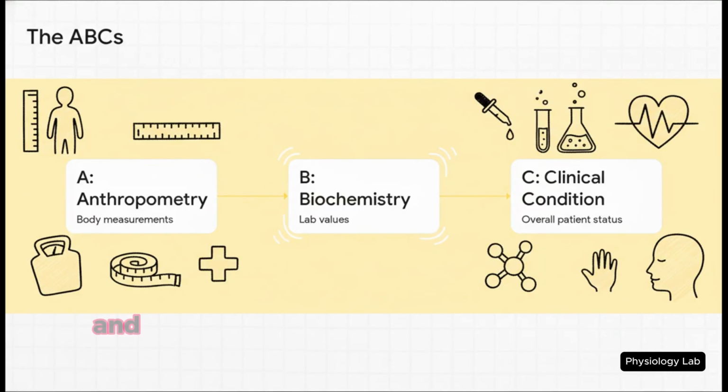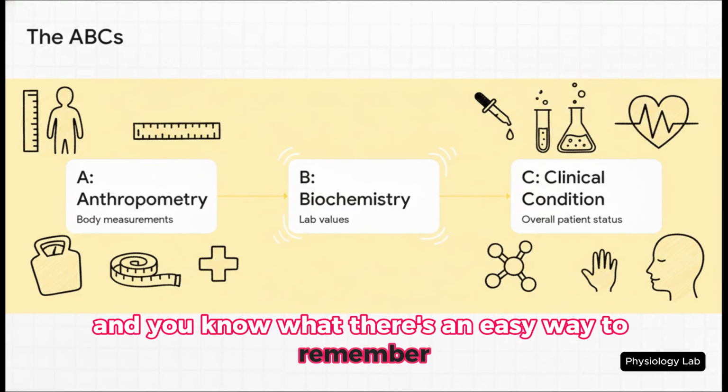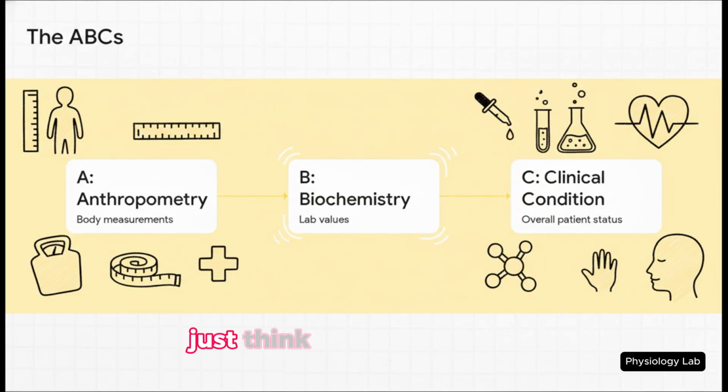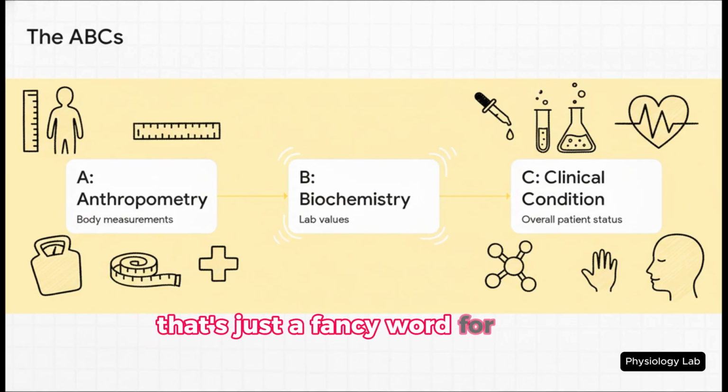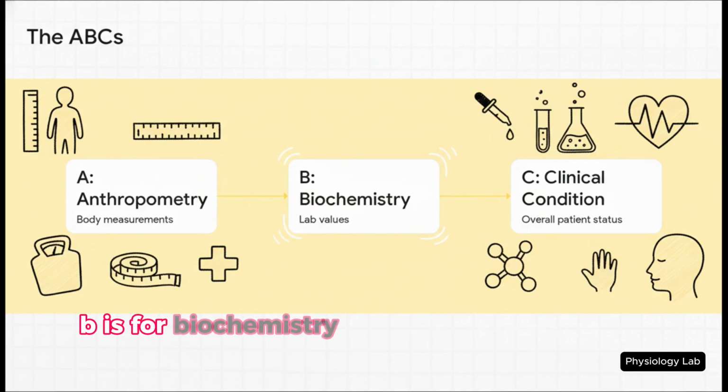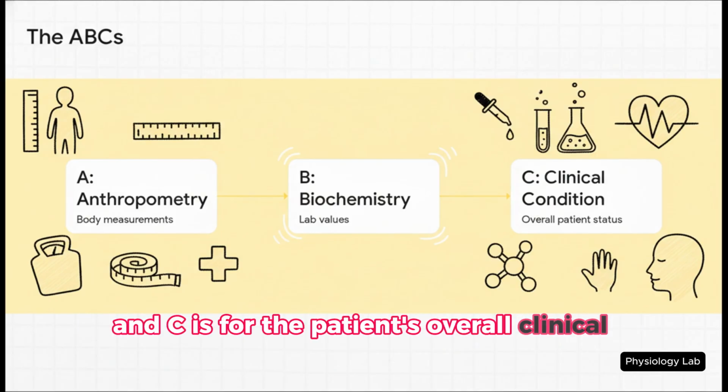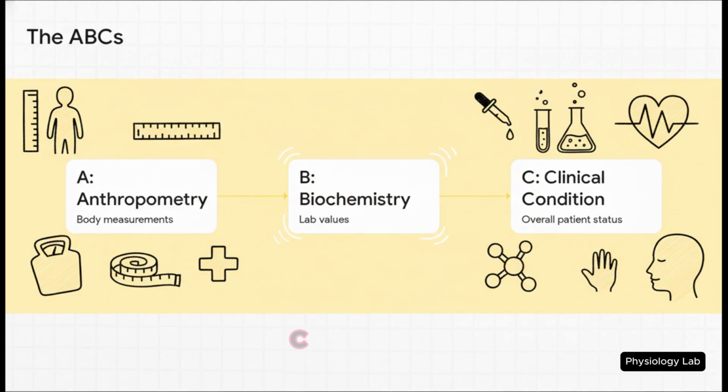And you know what? There's an easy way to remember the core parts of an assessment. Just think ABC. Super simple. A stands for anthropometry. And yeah, that's just a fancy word for body measurements. B is for biochemistry. We're talking lab values here. And C is for the patient's overall clinical condition. A, B, C. Easy, right?